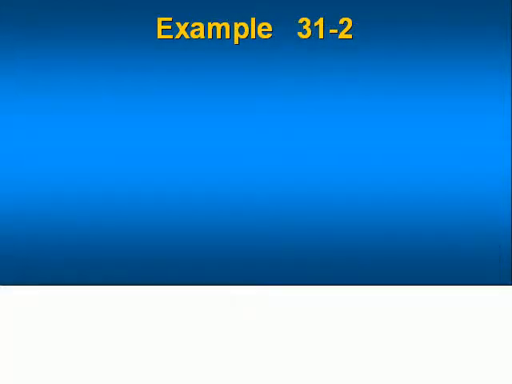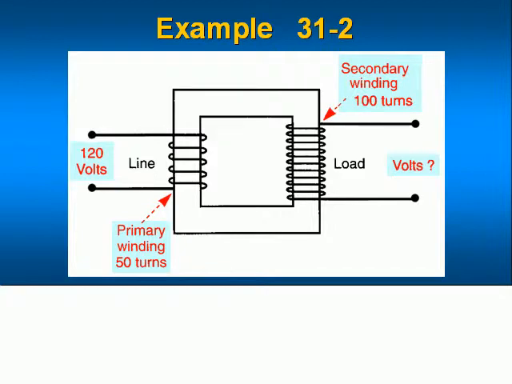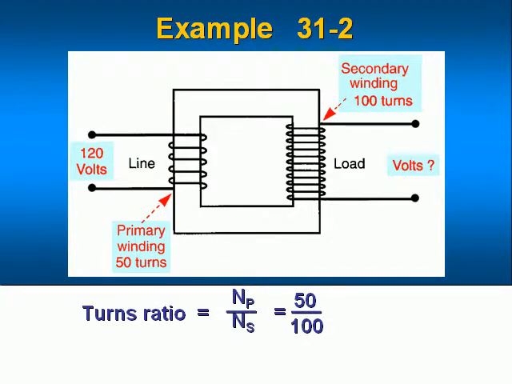The ratio of the number of turns in the primary to the number in the secondary is the turns ratio of a transformer. The voltage ratio of a transformer is equal to the turns ratio. This is an example of a step-up transformer because there are more turns in the secondary winding than in the primary winding. The turns ratio is 2, therefore the secondary voltage will be twice the primary voltage.